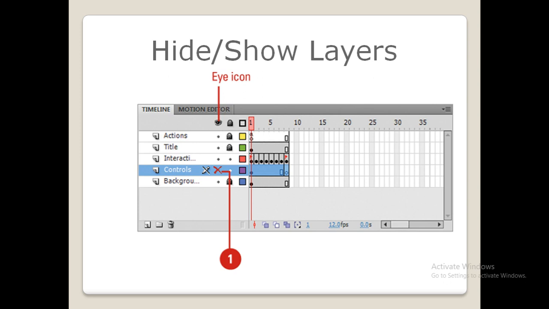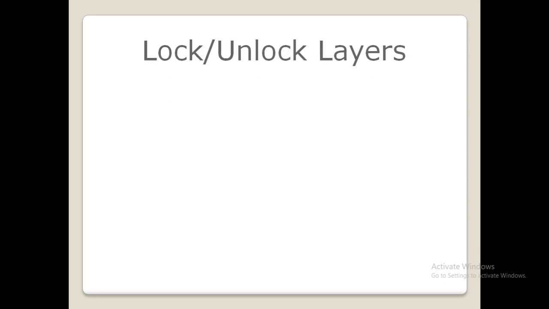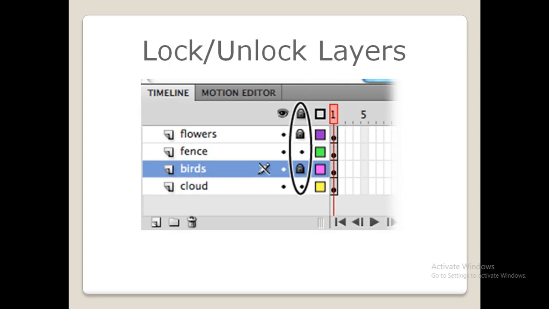Next, coming to lock or unlock layers. When you do not want to do any editing or make any changes in a layer, you can lock it. It will keep the existing contents of the layer intact. To lock a layer, go to the layer that you wish to lock and click on the black dot in the lock or unlock layer column.